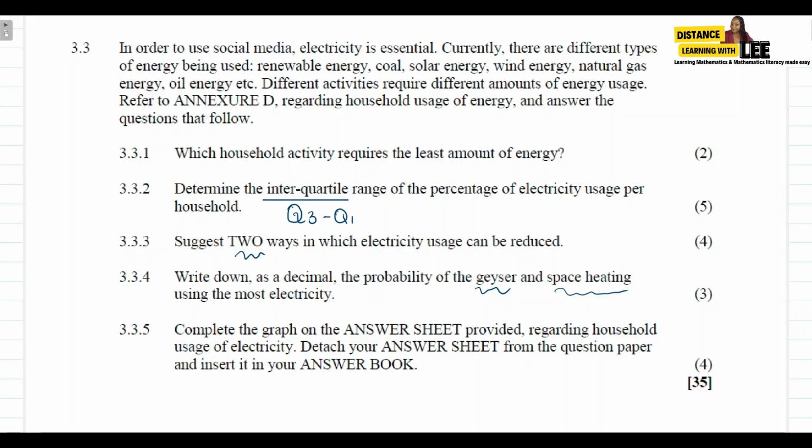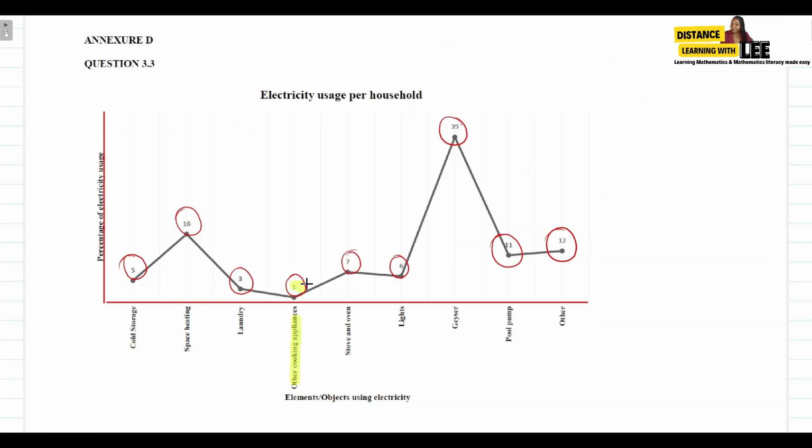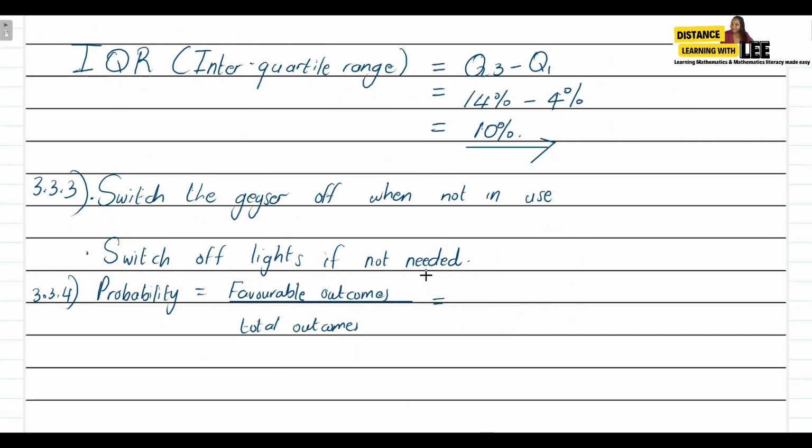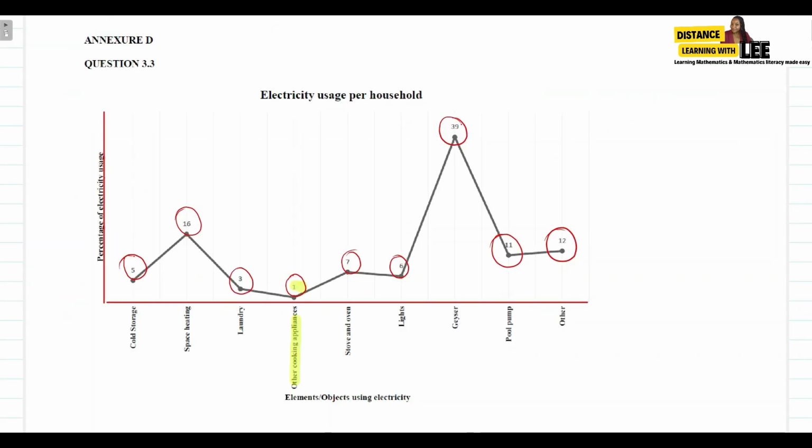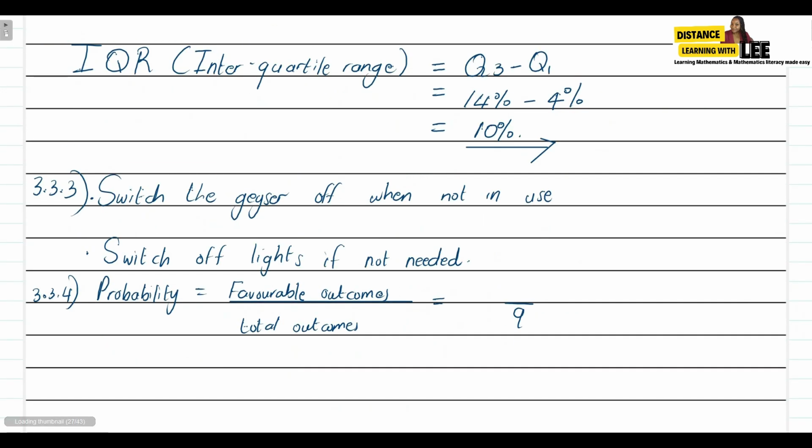So in this case, we've got a total of how many objects? Okay, we've got a total of 1, 2, 3, 4, 5, 6, 7, 8, 9 objects, right? So that is our total outcomes. Our total outcomes, we've got 9 objects. What are the favorable outcomes, right? The favorable outcome is the geyser and the space heating, right? So the geyser, 1, and the space heating, 2. We've got 2 favorable outcomes, okay? So it's going to be 2 divided by 9.